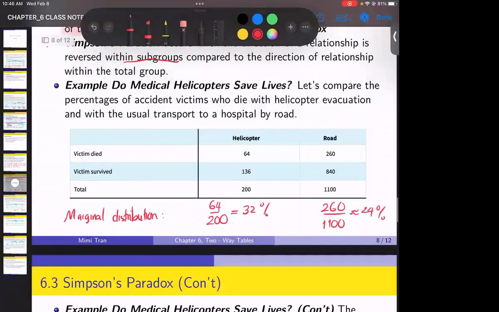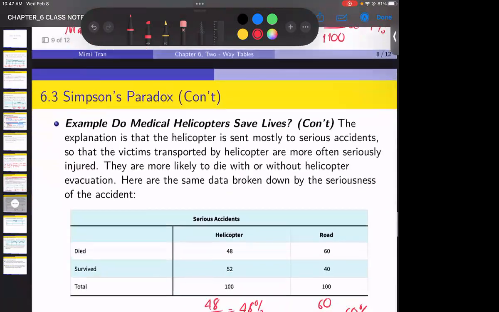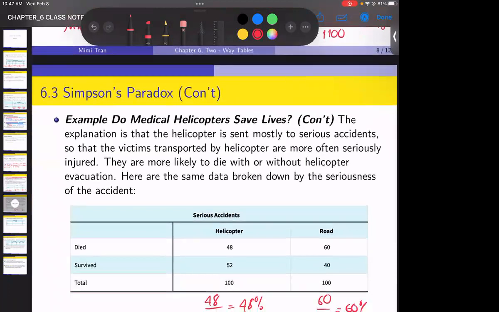Well, the reason we have that result in the marginal distribution is the seriousness. That's your lurking variable, your confounding variable. Like I said in the beginning, people in critical condition require helicopters, so they tend to have a higher chance of dying on the way, as opposed to using road transportation, with moderate to mild conditions. So that's the explanation.